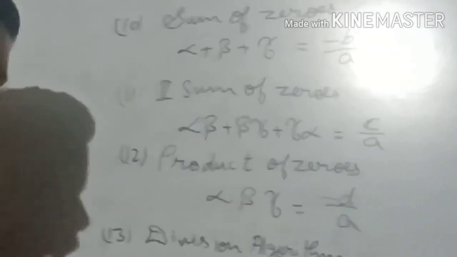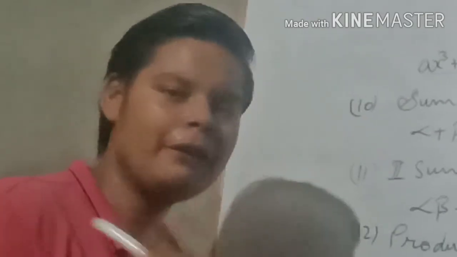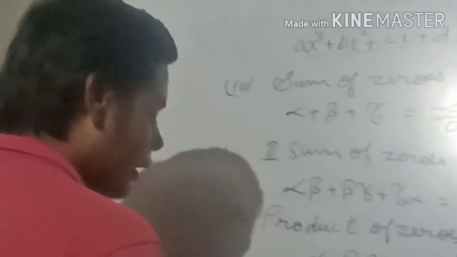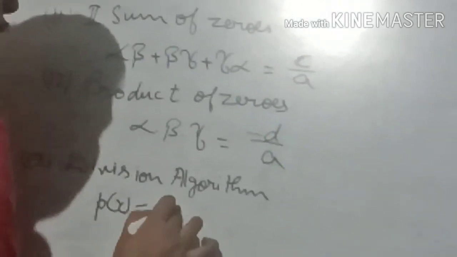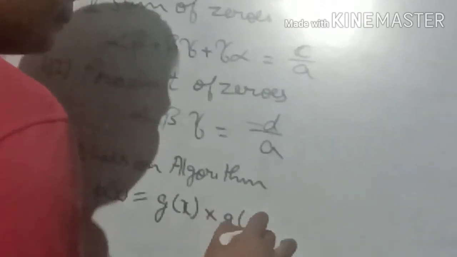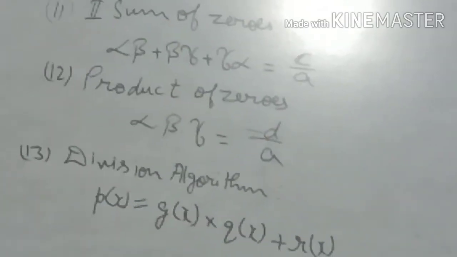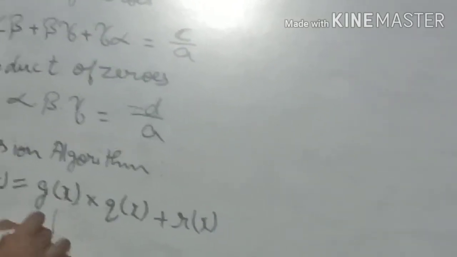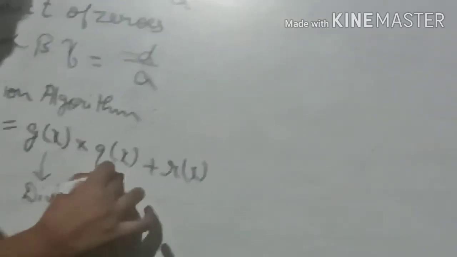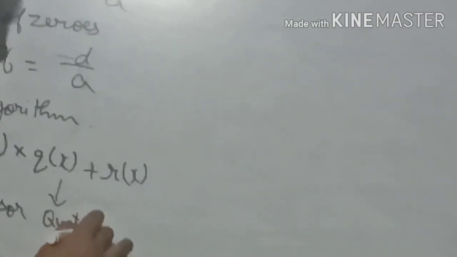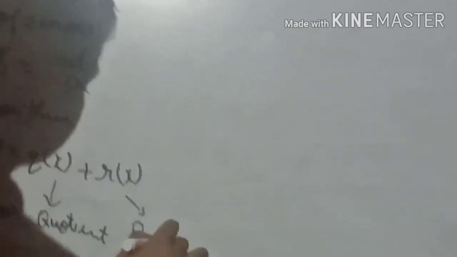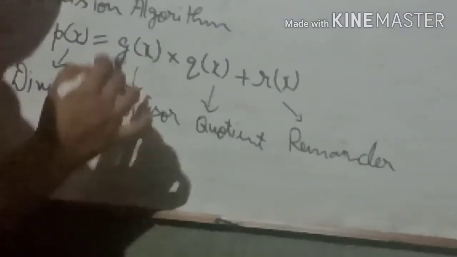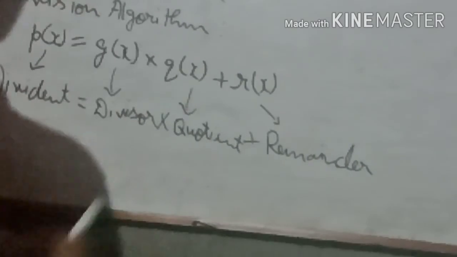Now the last topic of this chapter has been removed from this year's syllabus, 2021, but I am telling you in case someone asks you, or you might need it somewhere else in the chapters. Its formula is p(x) equal to g(x) into q(x) plus r(x). This is the very familiar formula which you have already read. p(x) is the dividend, g(x) is the divisor, q(x) is the quotient, and r(x) is the remainder. Dividend is equal to divisor into quotient plus remainder.